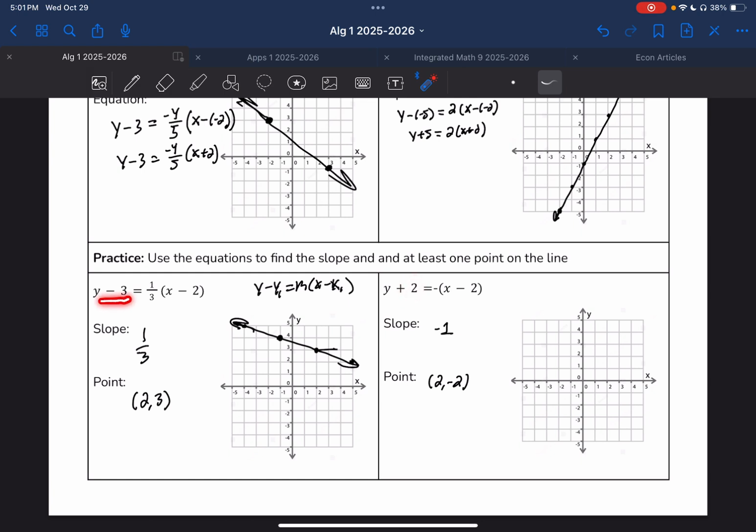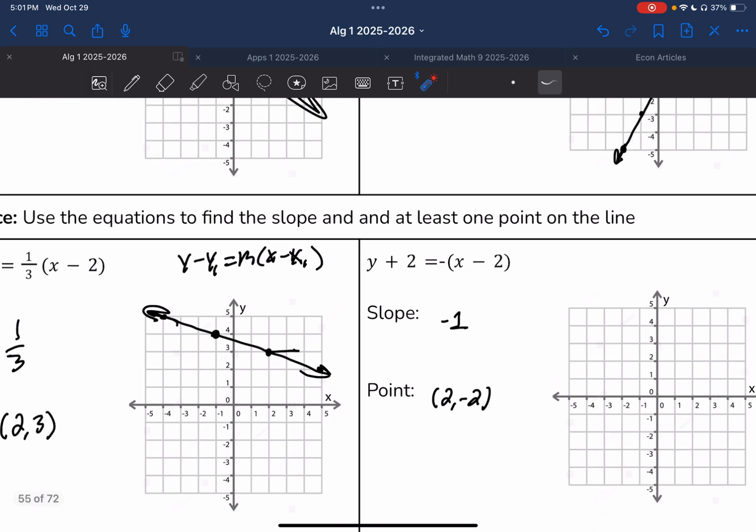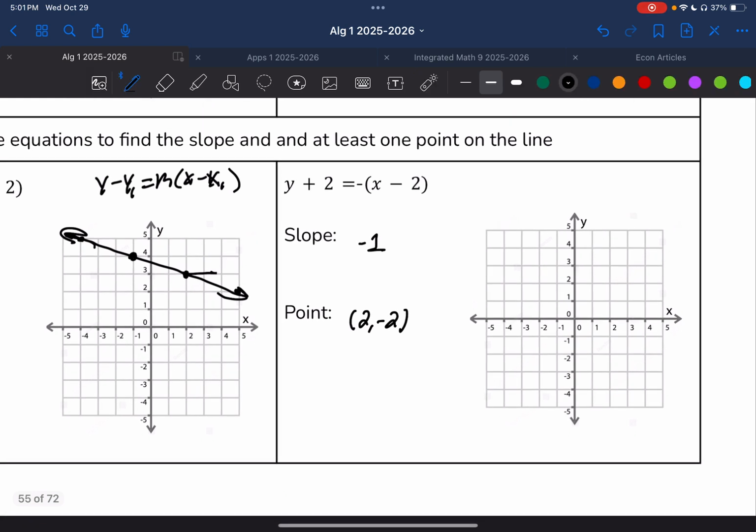Remember, it's minus y1. So in order for y minus y1 to be the same as y plus 2, y1 has to be -2, because then y minus -2 is the same as plus 2. So that means we're at 2, -2. And then we have a slope of -1. So that's going to look like this. Awesome.